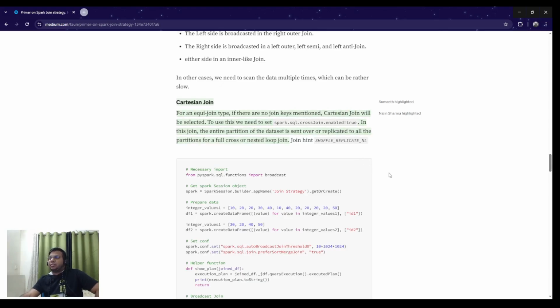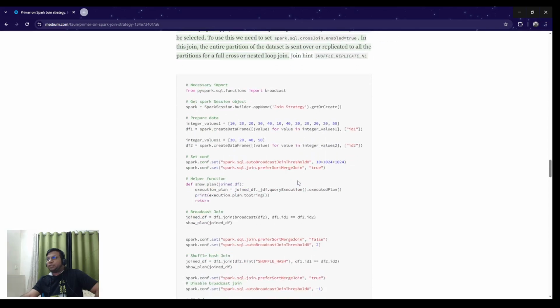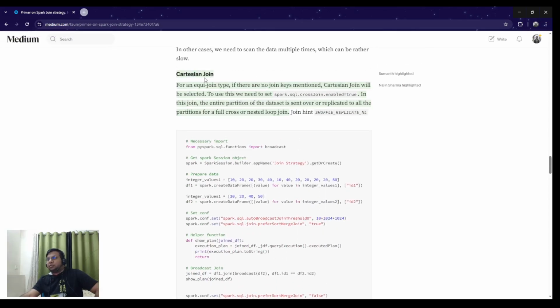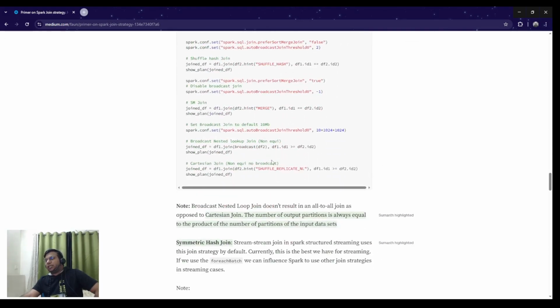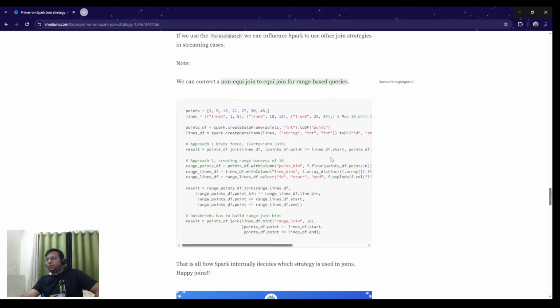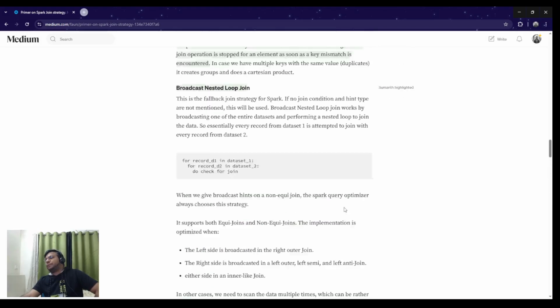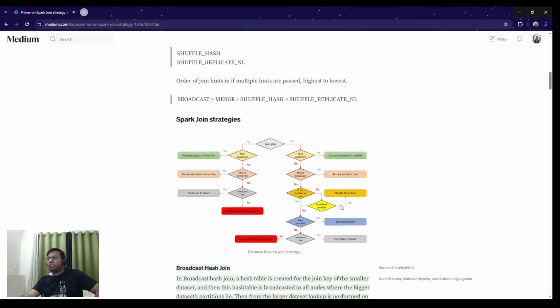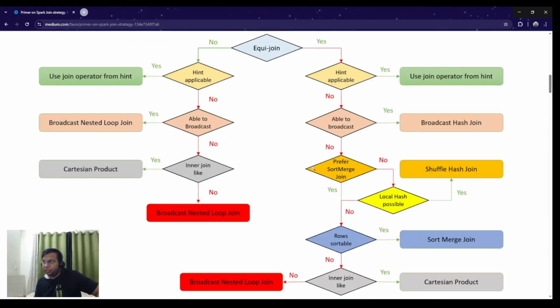This is a fail-safe mechanism, so we can enable it and then do the Cartesian join. This is something similar to a shuffle, replicate, nested lookup join as well, we can say. So these are different types of joins, and once we have an understanding of how each join works, we have this graph which tells which join strategy it will use for which cases.